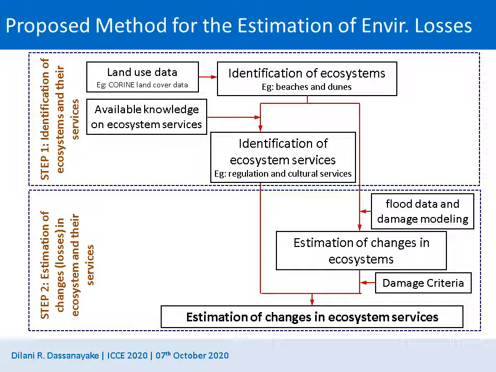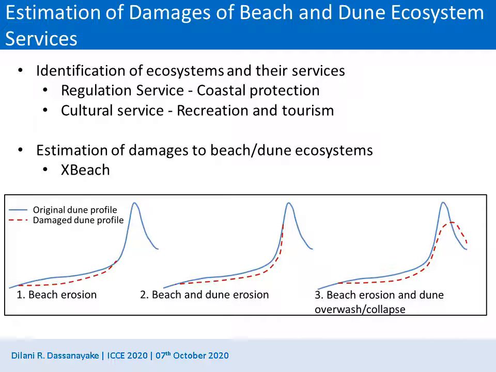First, the ecosystems available in the considered area should be clearly identified using land use data, and then the services provided by each ecosystem should also be identified. Using flood data and damage modeling, the losses in ecosystems due to the expected flooding should be estimated. Due to the time limitation, I will only show how to estimate the damages of beach dune ecosystem using this new approach.